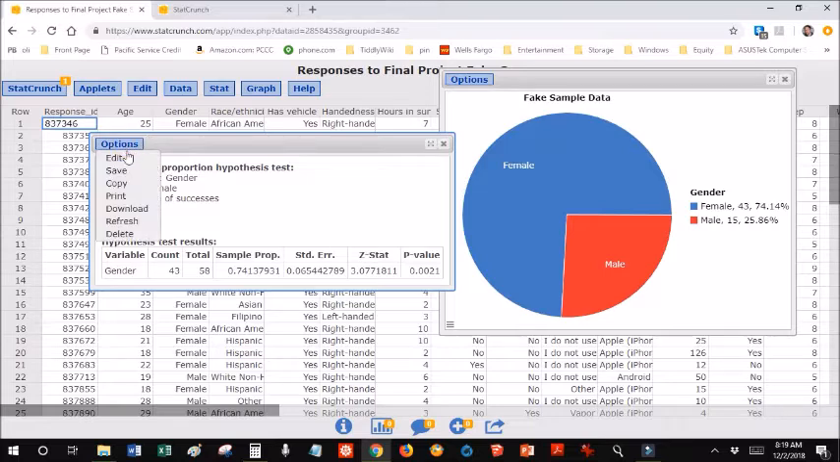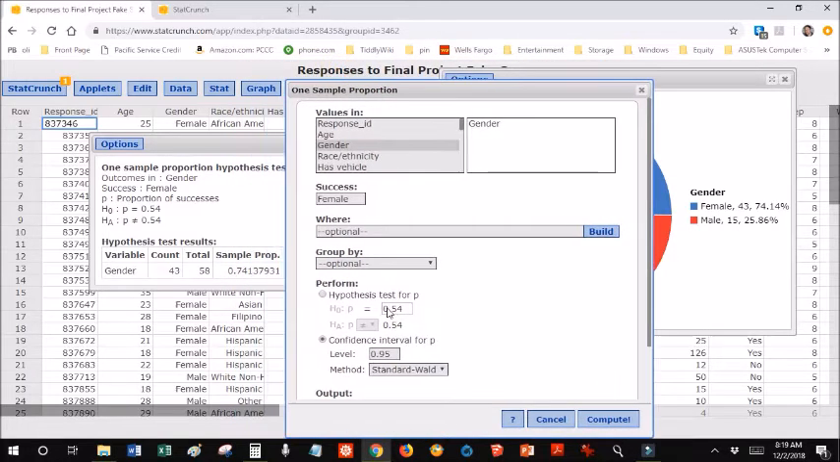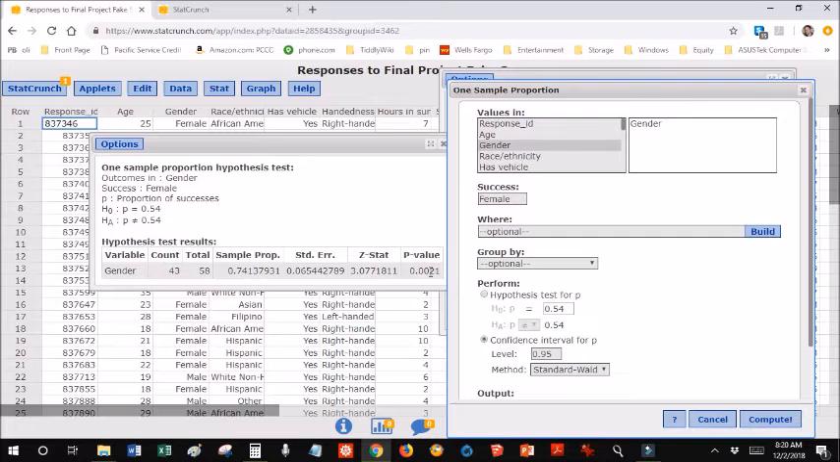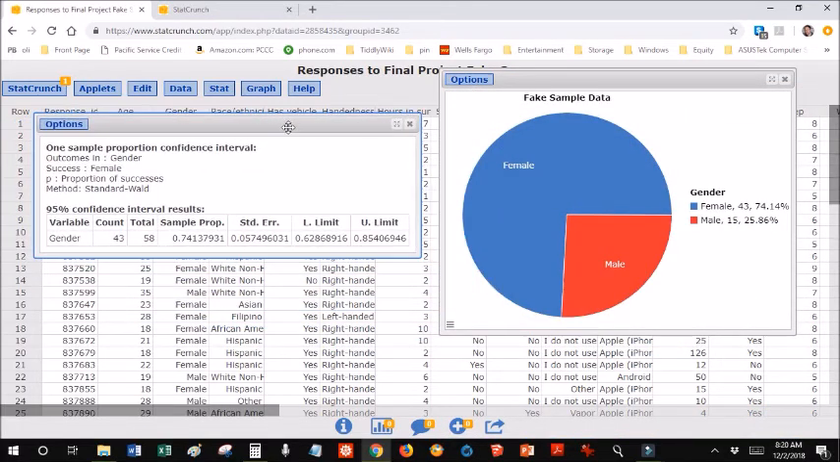And then after that, I'm going to find the confidence interval. It is statistically significant because my p-value is so tiny. I want to see if it's practically significant. So my confidence interval says that the proportion of females is between 62% and 85%, and that is far away.